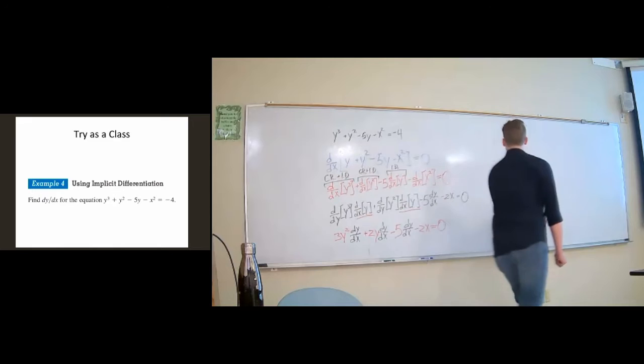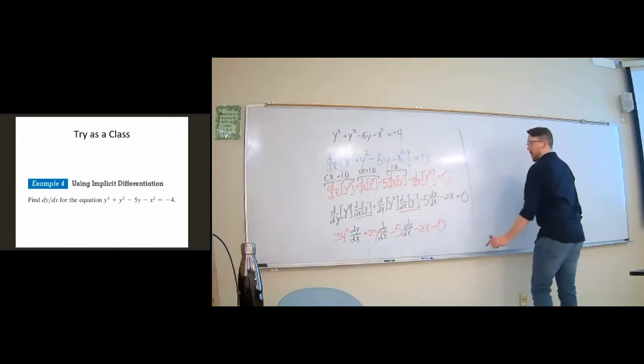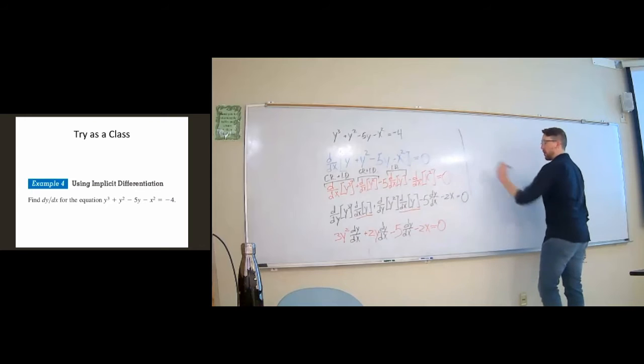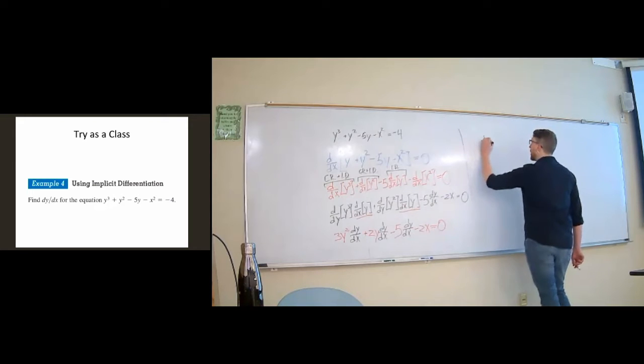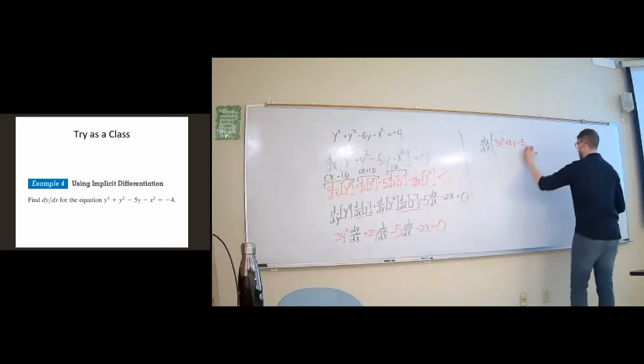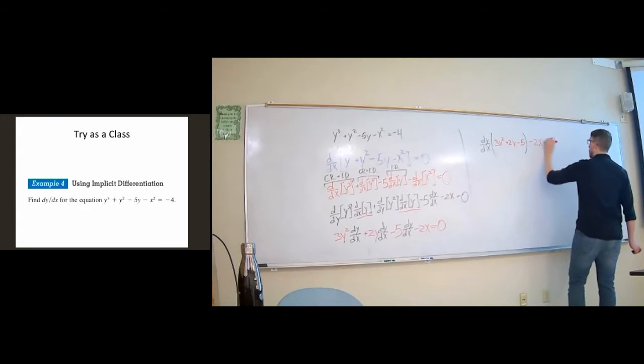Now notice what this means is we can factor out this dy/dx term, right? So let's go ahead and do that. We're going to have dy/dx times 3y squared plus 2y minus 5, minus 2x, is equal to 0.